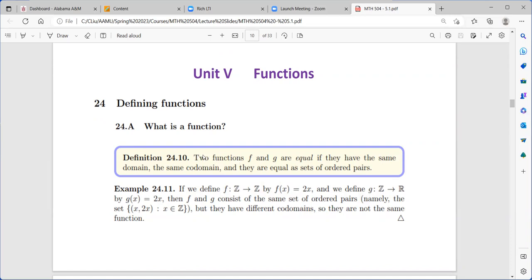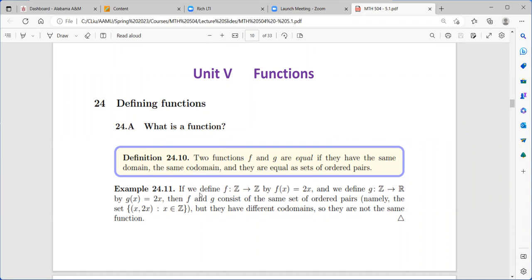Then the next definition is about equal functions. If you have two functions, f and g, what does it mean for them to be equal? They have the same domain, the same codomain, and they are equal as sets of pairs. So everything has to be the same. This is especially important because if you don't have the same codomain, then they're not equal. Although you may have the same formula and same domain, they may not give you the same function if you just change the codomain a little bit.